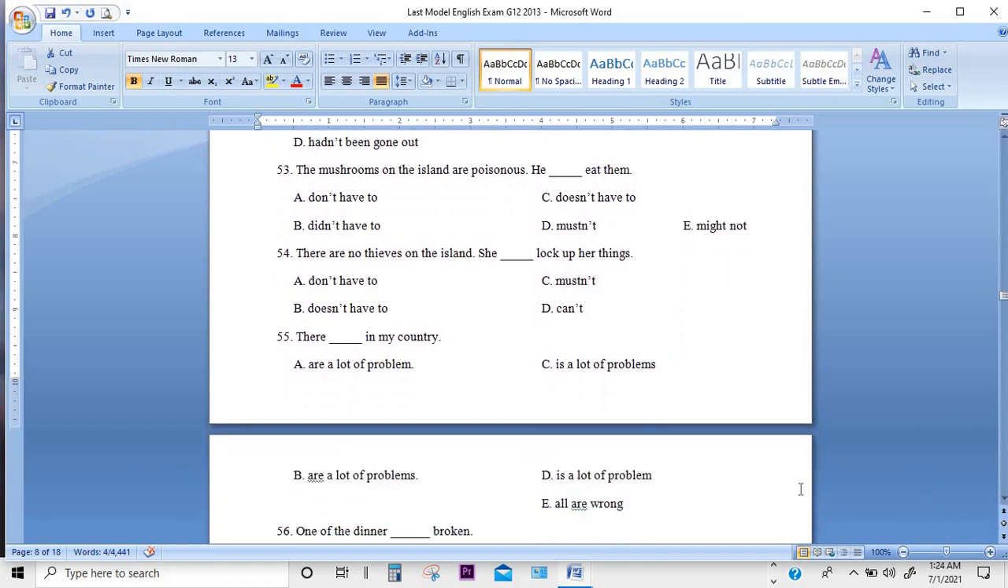The mushrooms on the island are poisonous. He dash eat them. Okay, the first information tells us that the mushrooms are poisonous. Okay, the mushrooms on the island are poisonous. That's a present state. Okay, the present state of the mushrooms on the island is poisonous. He dash eat them.